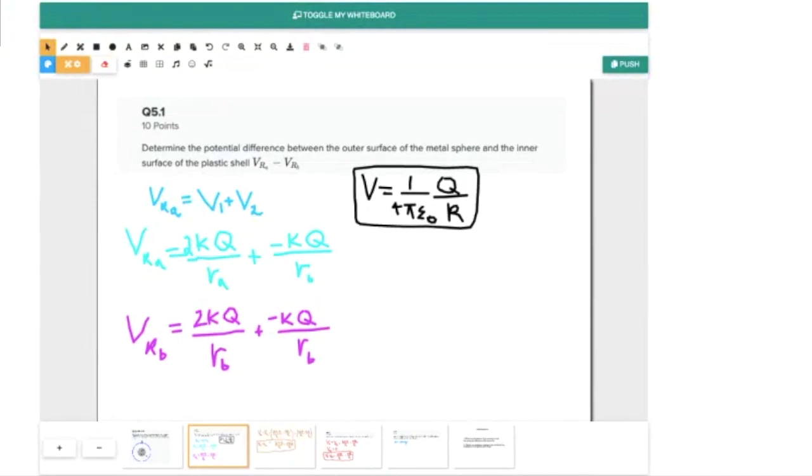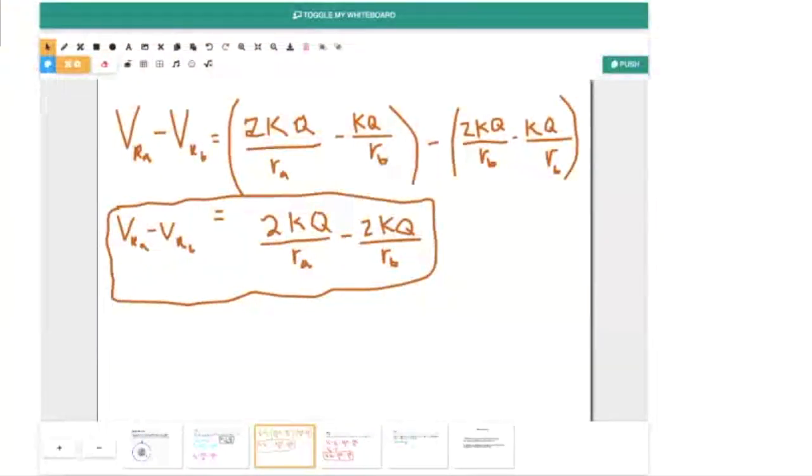VRB is equal to the sum of V3 and V4, which are the potential contributions from the metallic sphere and the plastic shell, respectively, at RB. Thus, VRB is equal to 2KQ over RB minus KQ over RB. The potential difference VRA minus VRB is equal to 2KQ over RA minus 2KQ over RB, which is our final answer for Part 1.